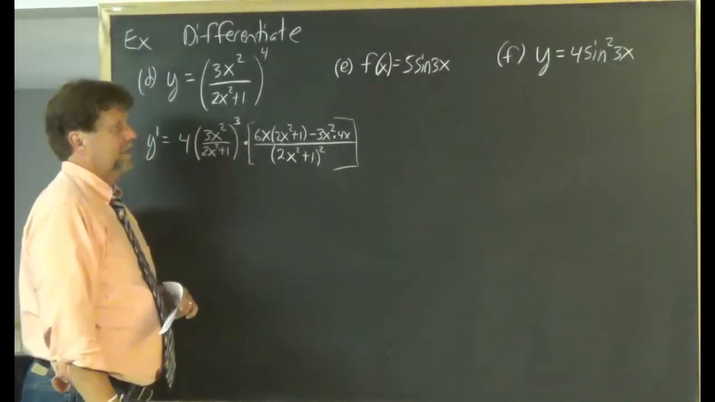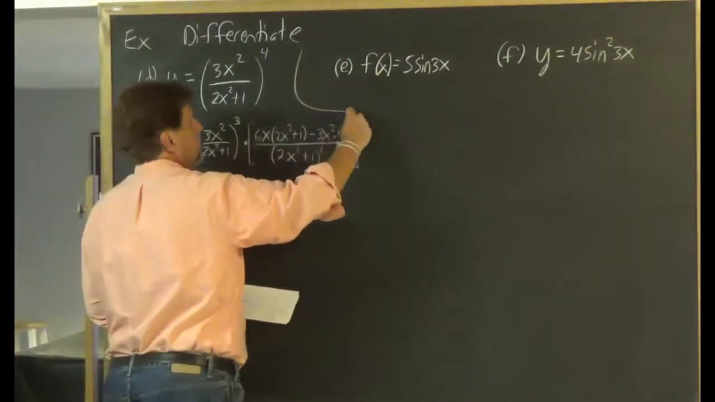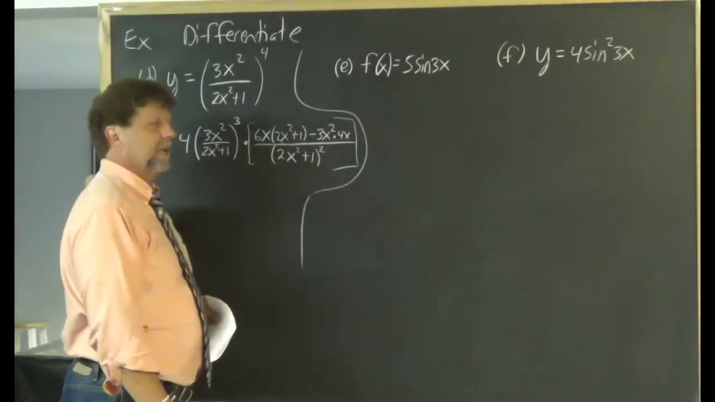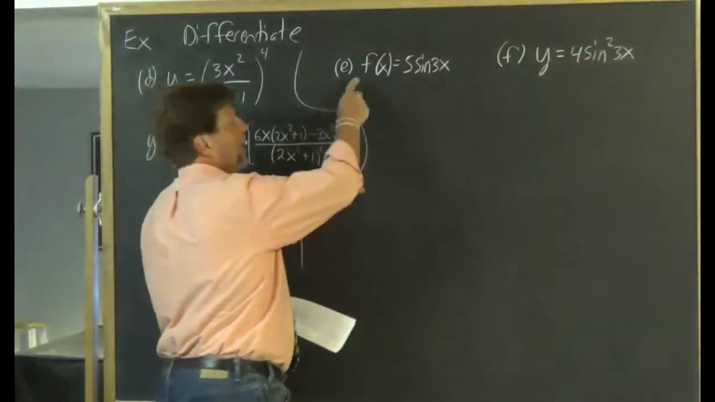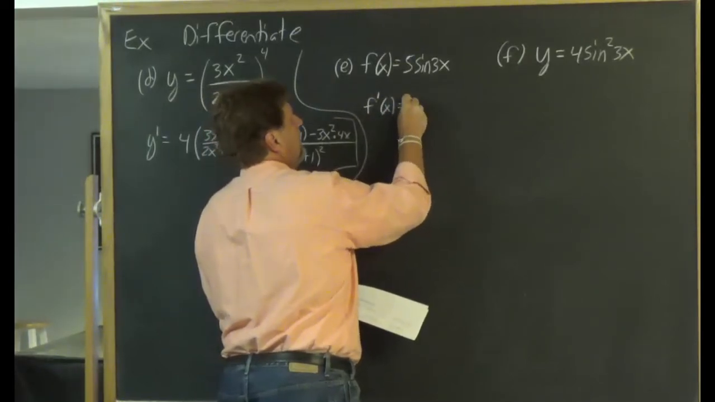And you know what? I'm not going to simplify that anymore. All right, part F. It's the constant multiple rule here, or part E. So the derivative is 5.